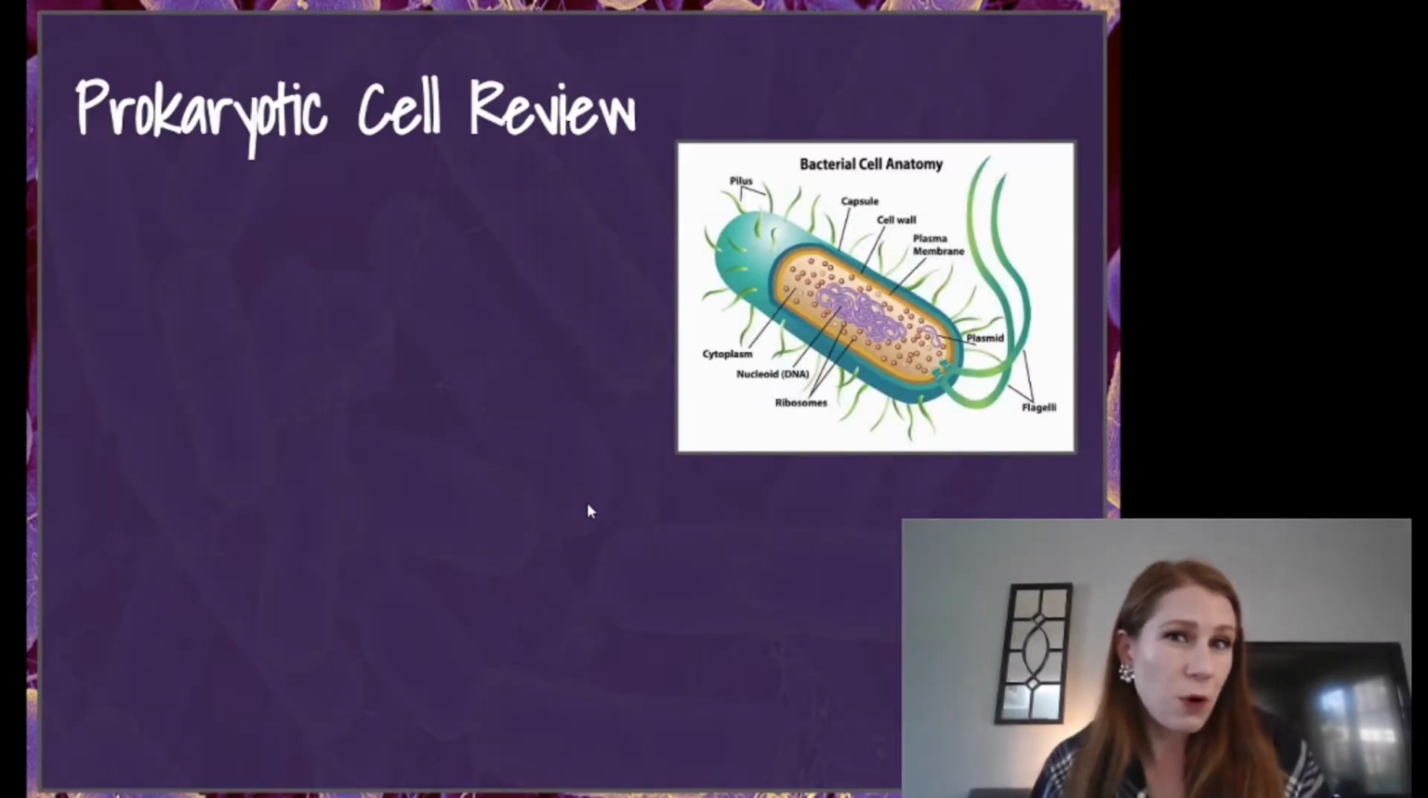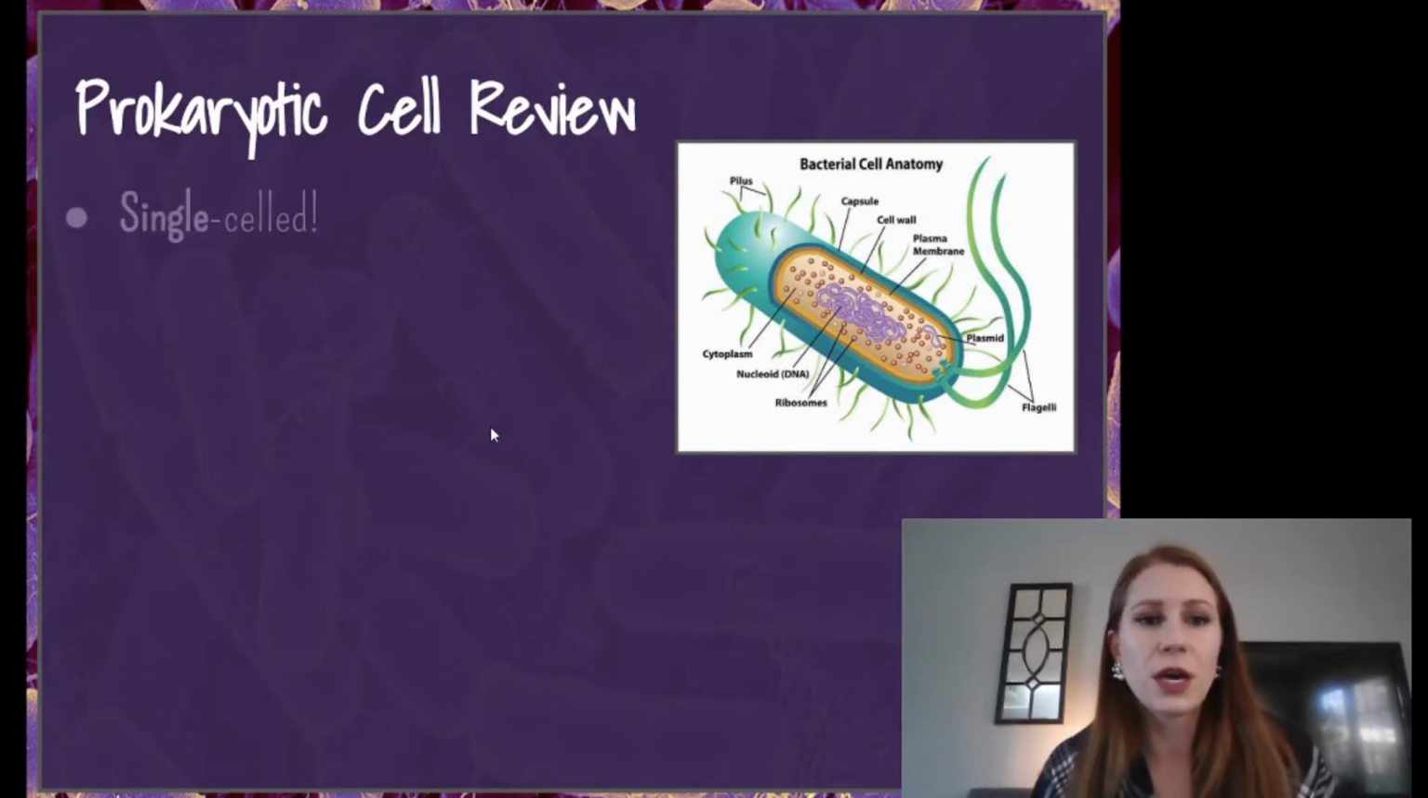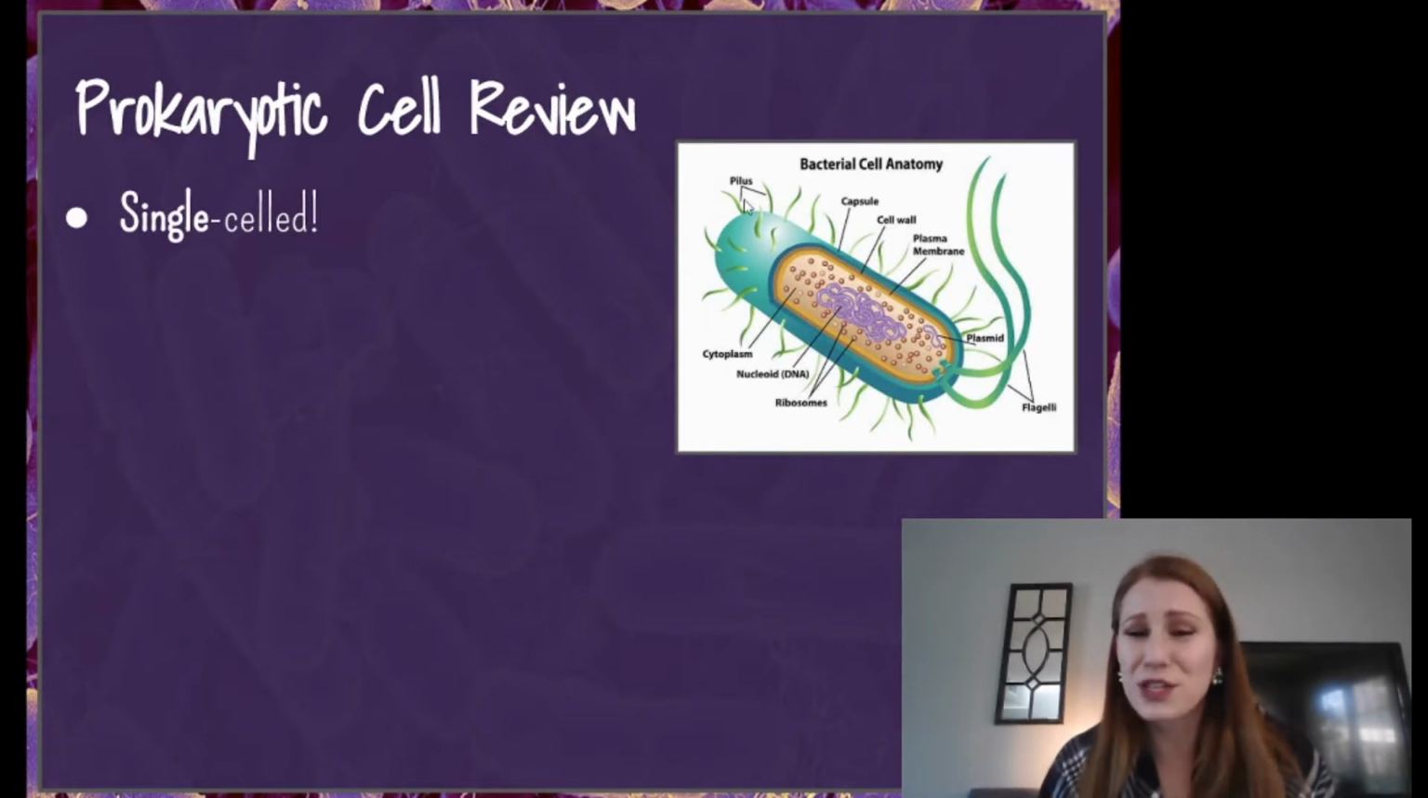Let's quickly recap prokaryotic cells just to make sure that we're all on the same page. They are single-celled. This is the entire bacterial cell. It is one cell. So a prokaryote could look like this. It will only have one cell. If it's multi-celled, it's usually not a prokaryote anymore. It's going to be a eukaryote. Their bodies aren't built like this.